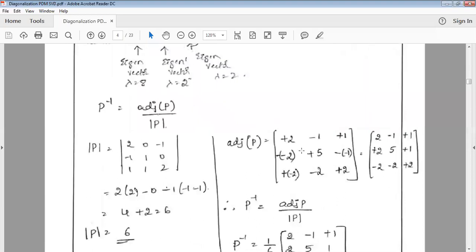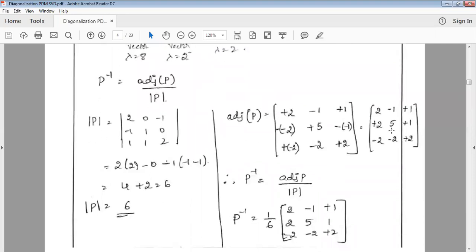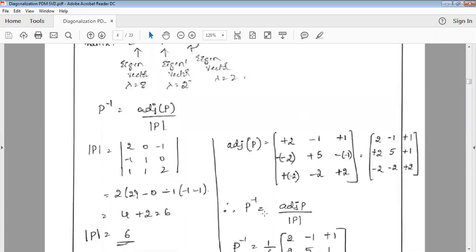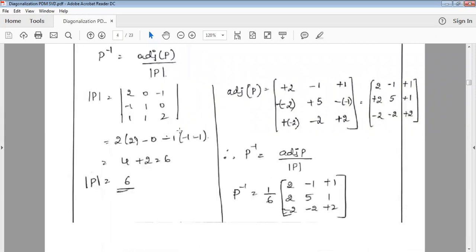Right? So I've done this directly, but I will suggest that you first write the cofactor matrix and then find the adjoint. It will be clear. After doing that, the adjoint of the matrix P, which is this, will just be multiplied with 1 by determinant, which is 1 by 6. Okay. So now with this process, we have found P inverse.